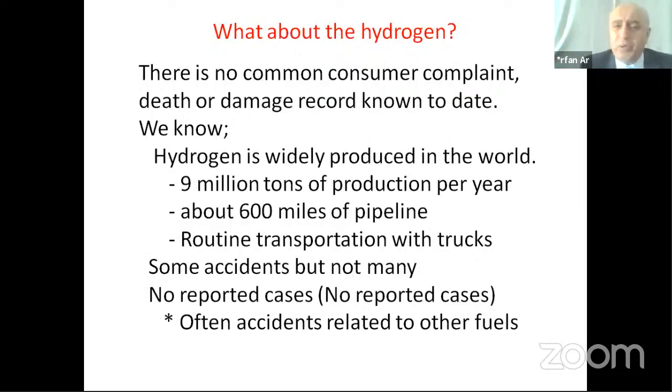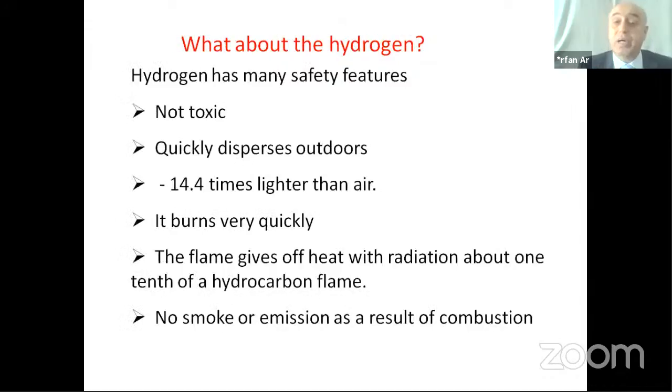But what about hydrogen? There is no common consumer complaint or damage record known to date. Hydrogen is widely produced in the world, 9 million tons of production per year, and about 600 miles of pipeline exists in the United States. Routine transportation with trucks, and, of course, some accidents, but not many, occur during the transportation of hydrogen and also production of it. No reported cases. Often, most of the accidents are related to other fuels.